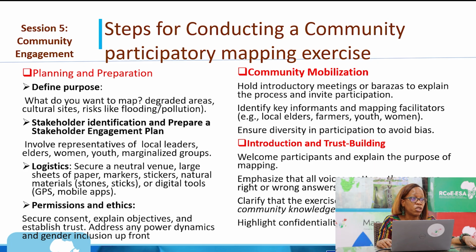Then you must have logistics. Since it's community-based, always ensure that the logistics are as friendly and easy to use as possible. Secure a neutral venue, first of all, where everyone can access, even people with disabilities. For example, it should be very near the community. It should have enough space where children can play. Most of the times, women come with their children. So if you don't have a facility where they can have their children, that means that they cannot participate adequately.